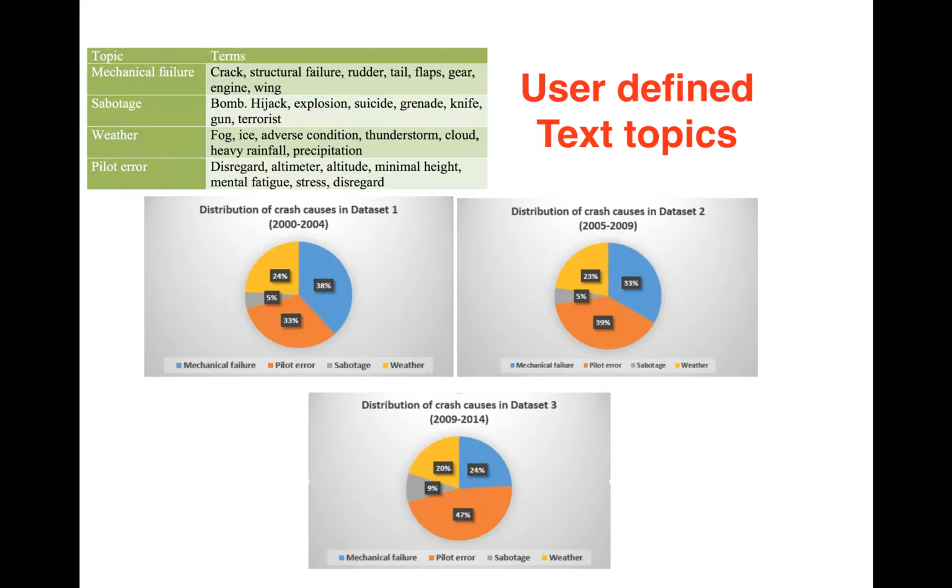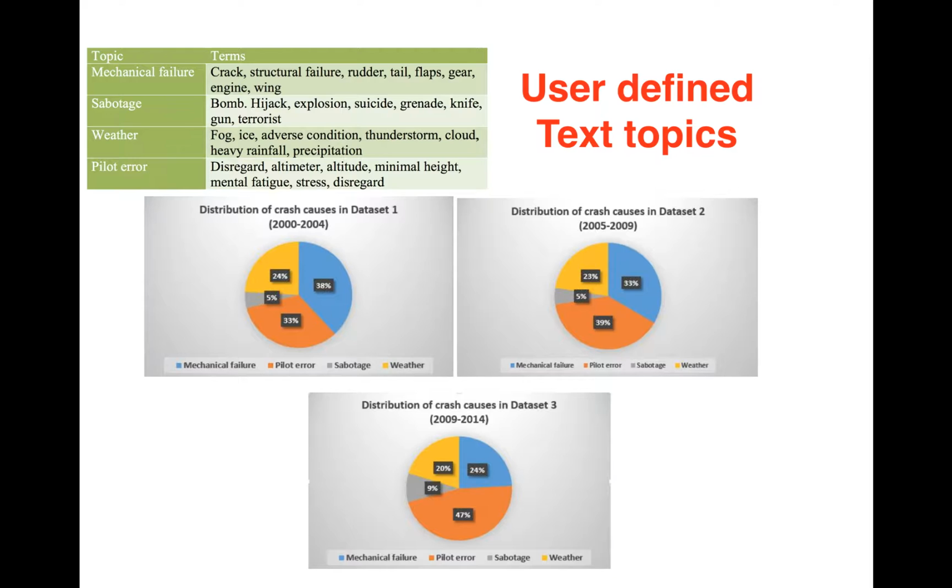Now, after initially looking into the default text topics that are generated by the text topic node in SAS Enterprise Miner, I defined a few terms and made user defined text topics. Basically, there are four user defined text topics. These four are the four major contributory causes for airplane crashes.